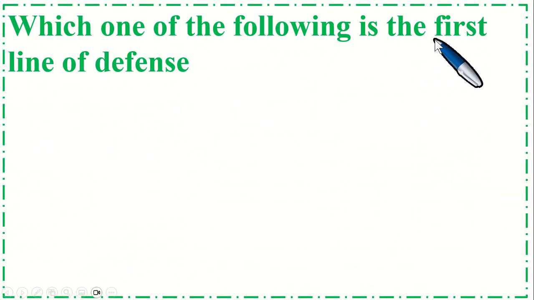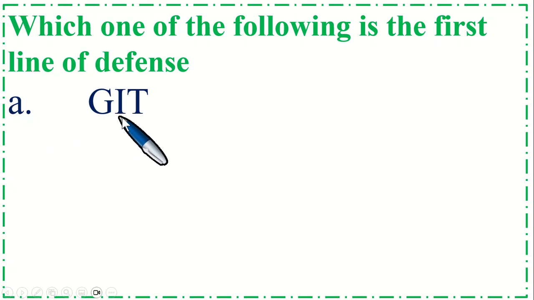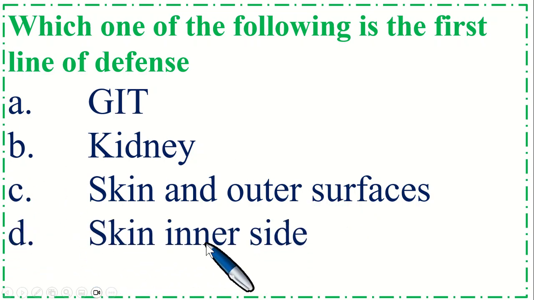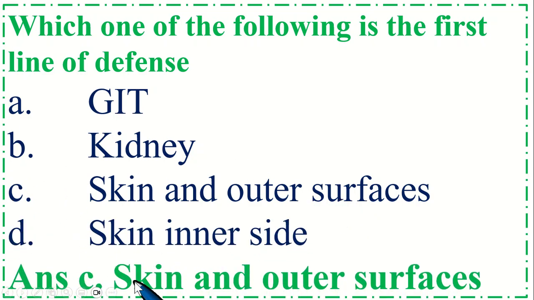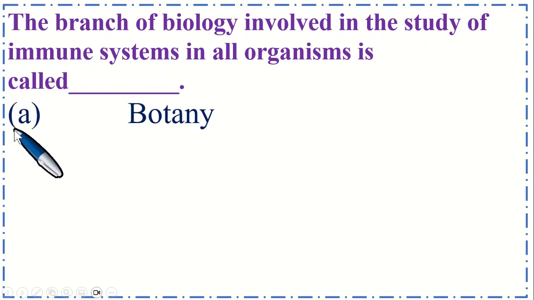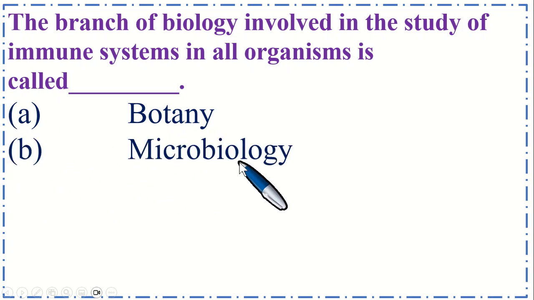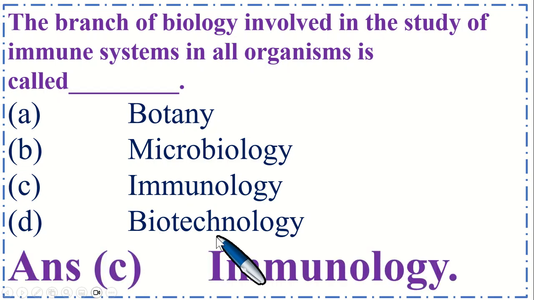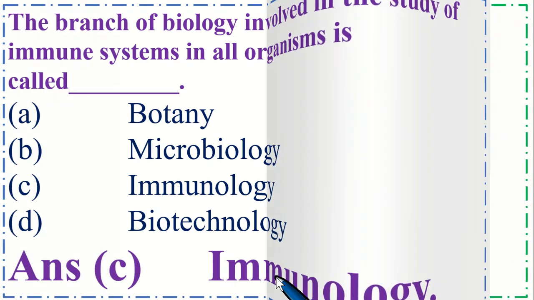Which one of the following is the first line of defense? Option A, GIT, B, kidney, C, skin and outer surfaces, and option D, skin inner side. So the correct option is C, skin and outer surfaces. The branch of biology involved in the study of the immune system in all organisms is called dash. Option A, botany, B, microbiology, C, immunology, and option D, biotechnology. So the correct option is C, immunology.